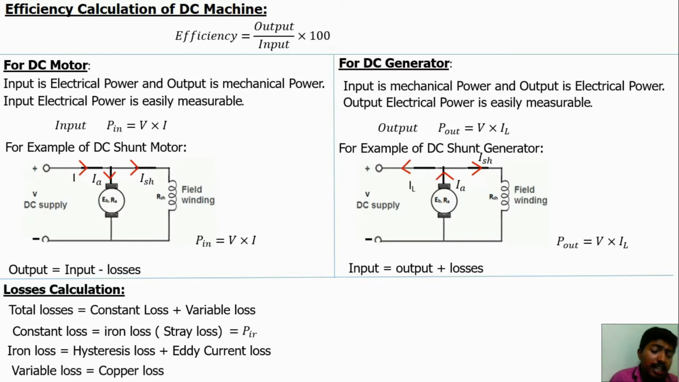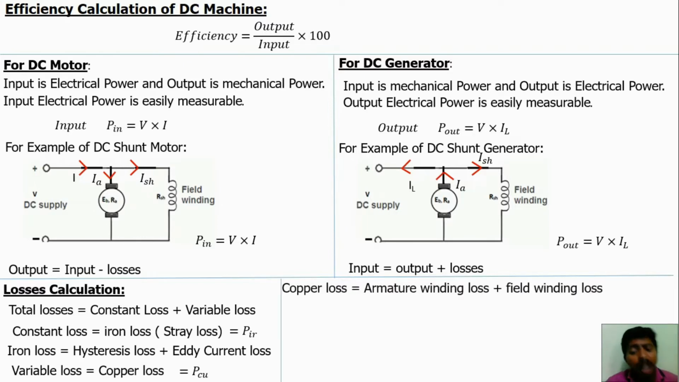Another name for variable loss is copper loss, because this loss takes place due to the copper winding, the armature winding and field winding. It is represented as P_CU, copper loss. Copper loss takes place due to the armature winding and field winding. So the combined armature winding loss and field winding loss is the total copper loss. For the armature winding, the armature current flows through the armature winding, so the loss is I_a square R_a.